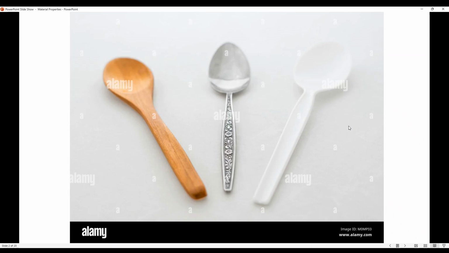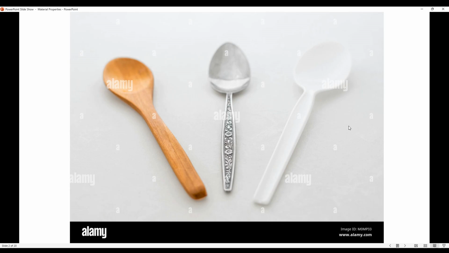Let's look at this picture. What do you see in this picture? That's correct. We see three types of spoons. Are they all made of the same material? Nope. They're made of different materials. Have you ever asked yourself why these spoons are made of different materials? That's correct. These spoons are made of different materials for different reasons.